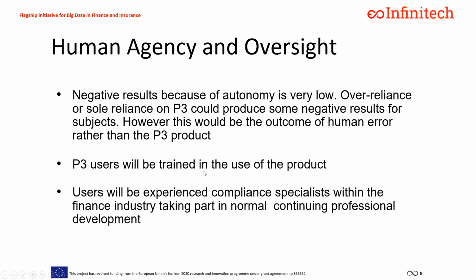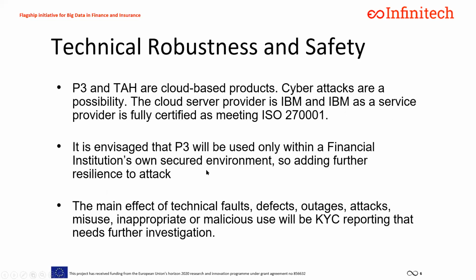Negative results are going to be, because of autonomy, very low, unless, of course, the data in is poor. But the semantic engine will mainly take that out. Also, we cannot rule out human error, because right at the very end it's a human in the loop product, and it's going to be down to human judgment.